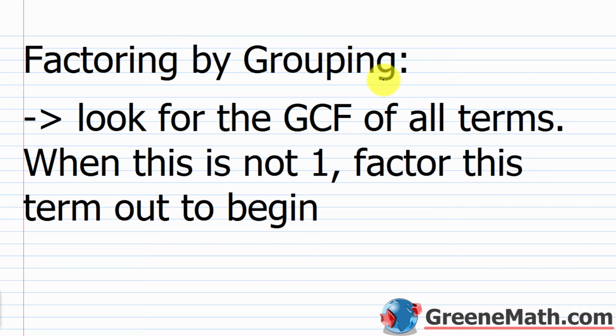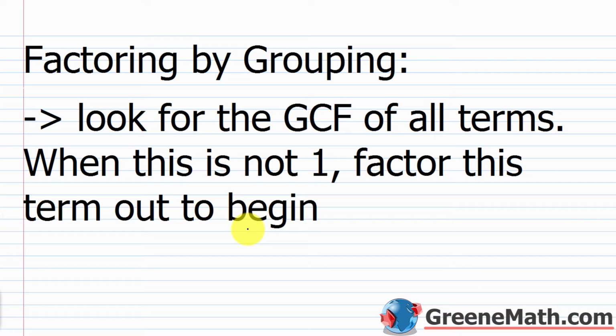So for factoring by grouping, the very first thing you want to do, you want to look for the GCF, again, the greatest common factor of all terms. Now, when this is not a 1, or we could also say when it's not a negative 1, you want to factor this term out to begin. So what are we saying here? Well, let's say if we had a 4-term polynomial and everything had an x as an example. Well, you'd want to pull that out before you even start doing anything because that's common to everything.